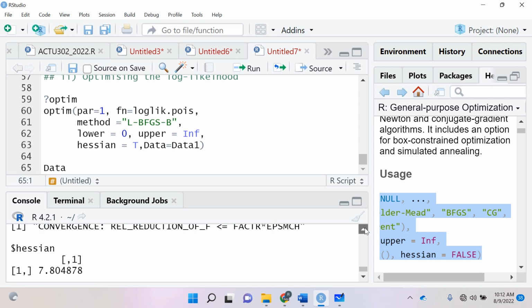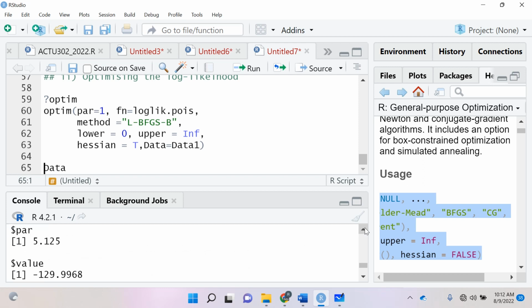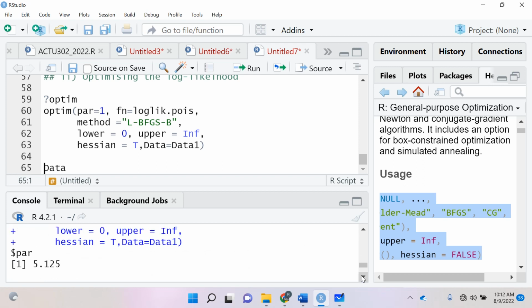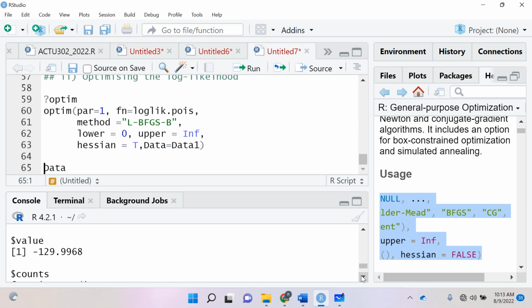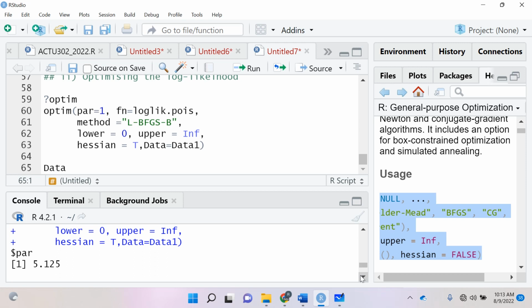Okay, so this one too gave me 5.12. It gave me a value, the count, convergence, and so forth. So that's in a nutshell how you do your maximum likelihood on your own.